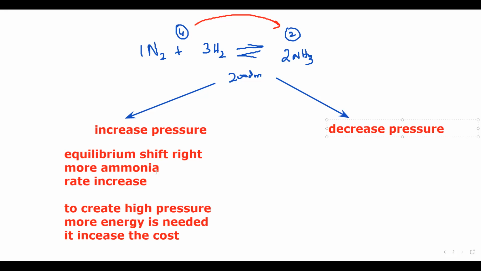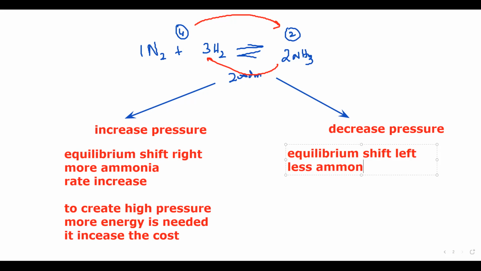So if we decrease the pressure, where will the equilibrium shift? It will shift towards the side with fewer moles or fewer particles. So 2 particles of the product, 4 particles of the reactant. So the equilibrium, or the balance, shifts towards the reactants. We will have less ammonia, and the rate will also decrease, so it won't be accurate. So this is how reversible reactions are affected by pressure.